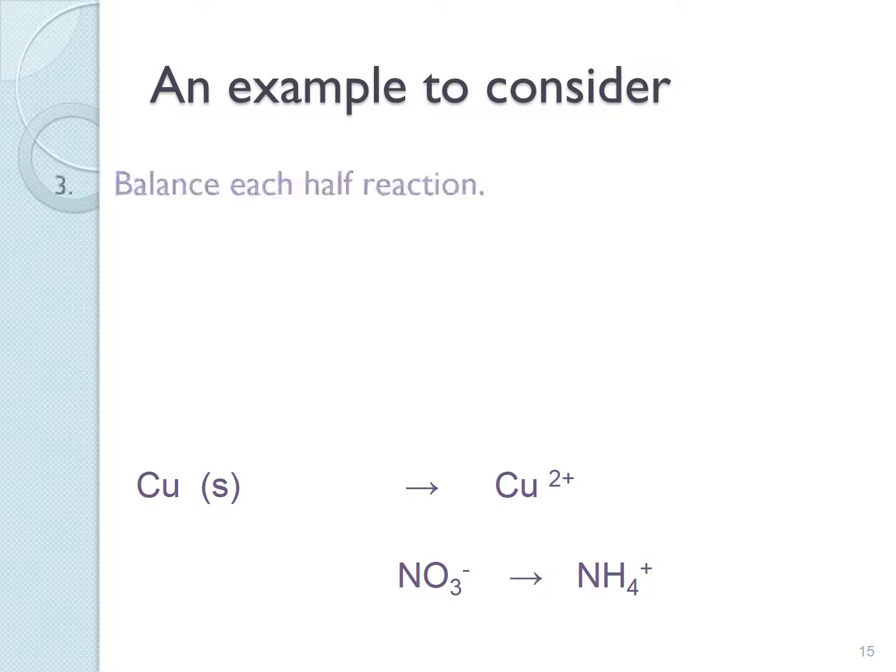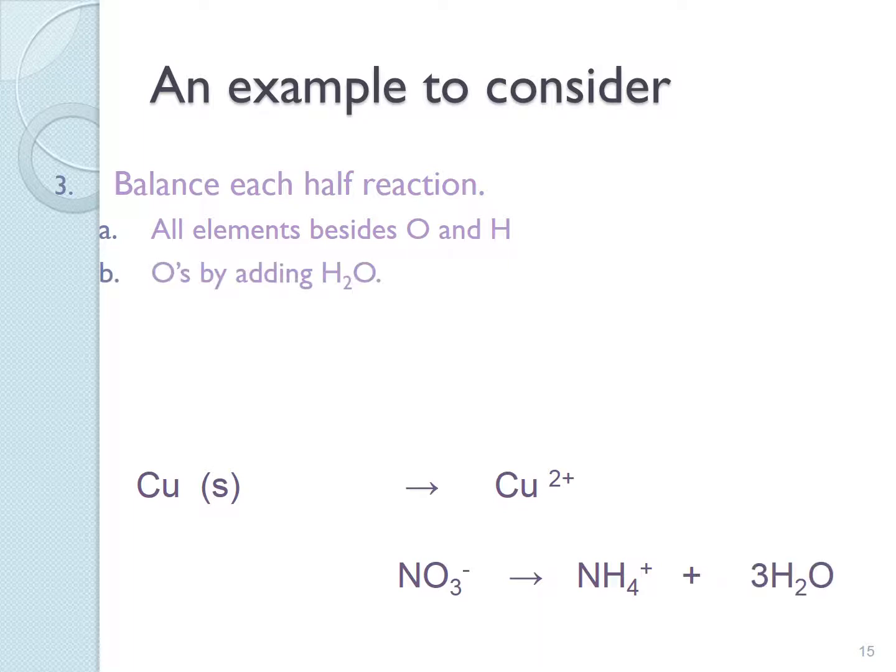So next, we're going to balance each half reaction. You really should follow these guidelines to the letter. You really should go in the same exact order that I have them listed. So the first thing you should do is balance anything that's not an O or an H. So we're already good there because we have one copper on each side of the first half reaction, and we have one nitrogen on each side of the second half reaction.